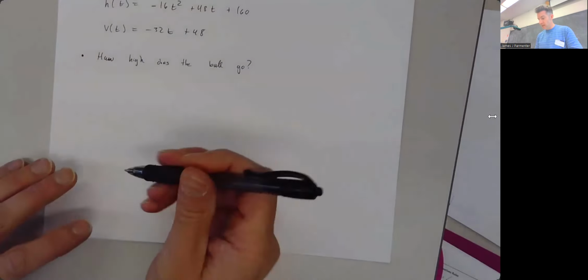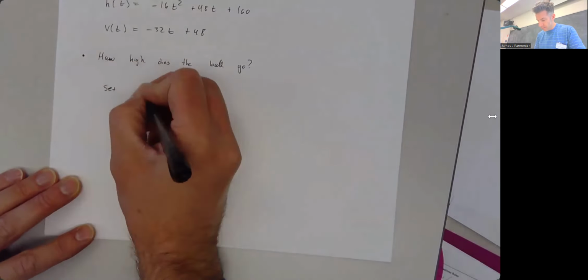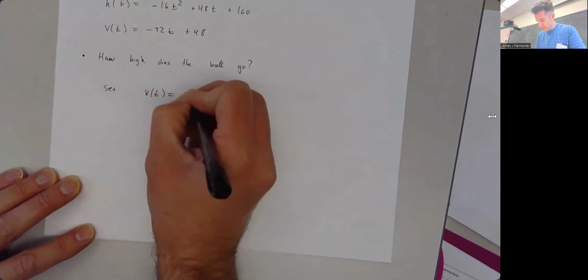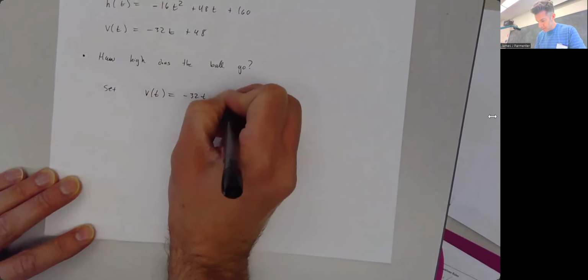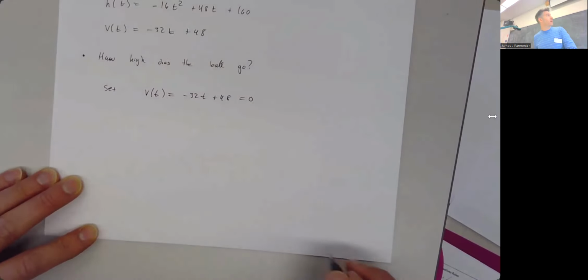So to first find the time, we're going to set velocity equal to 0.